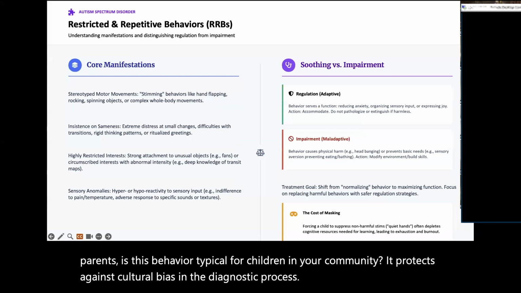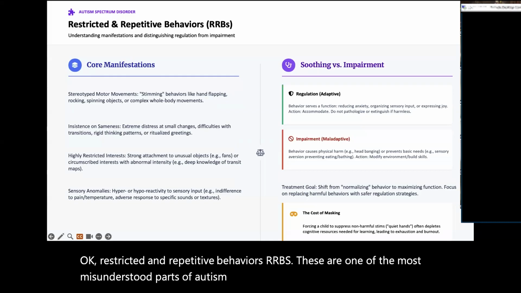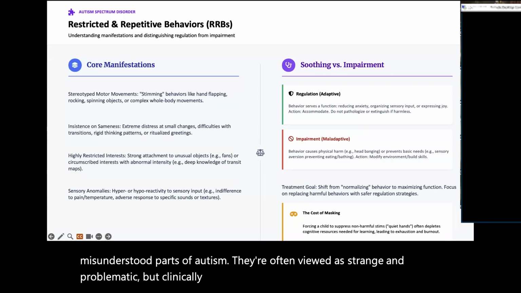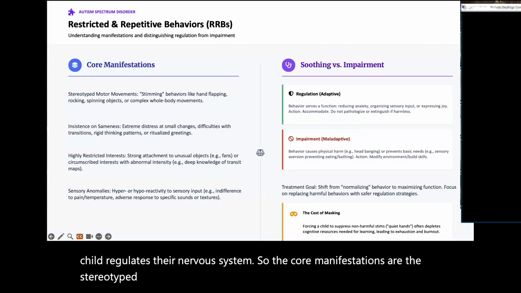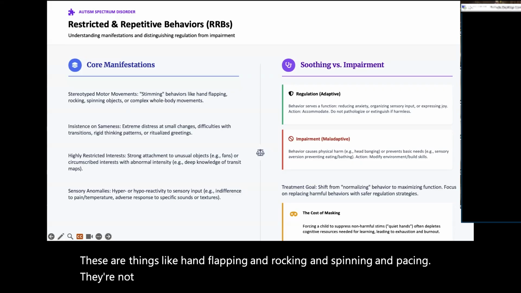Okay. Restricted and repetitive behaviors, RRBs. These are one of the most misunderstood parts of autism. They're often viewed as strange and problematic, but clinically, RRBs tell us a tremendous amount about how the child regulates their nervous system. So the core manifestations are these stereotyped motor movements, sometimes called stimming behaviors. These are things like hand flapping and rocking and spinning and pacing. They're not random. These serve a purpose.